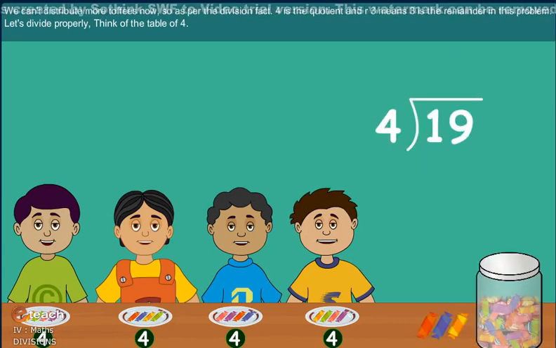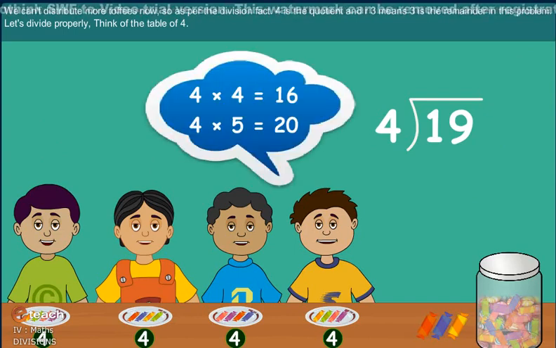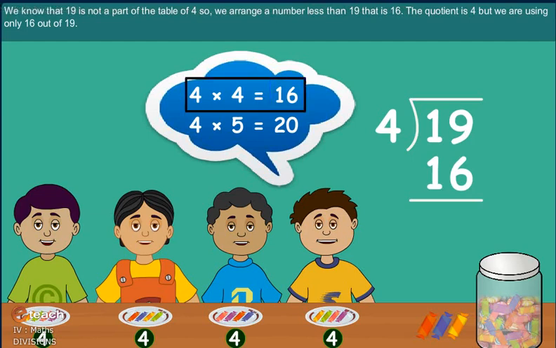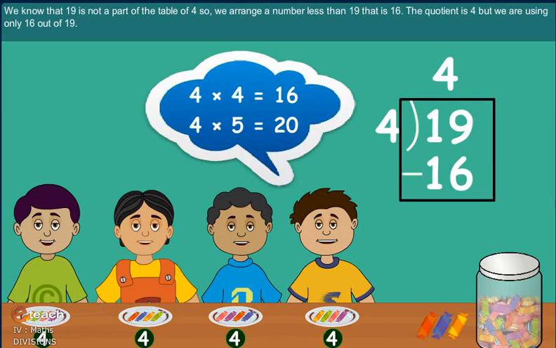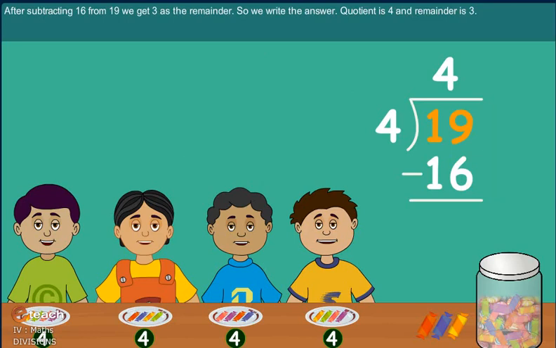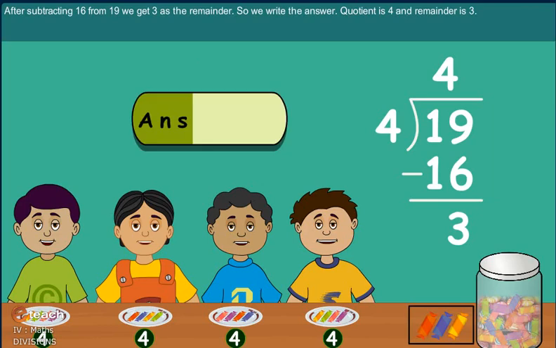Let's divide properly. Think of the table of 4. We know that 19 is not a part of table 4. So, we take a number less than 19, that is 16. The quotient is 4, but we are subtracting only 16 from 19. After subtracting 16 from 19, we get 3 as the remainder. So, we write the answer: quotient is 4 and remainder is 3.